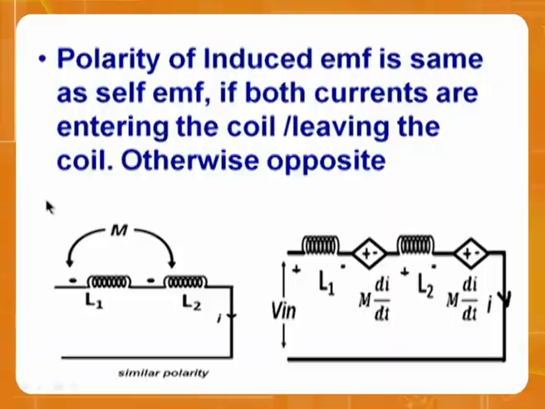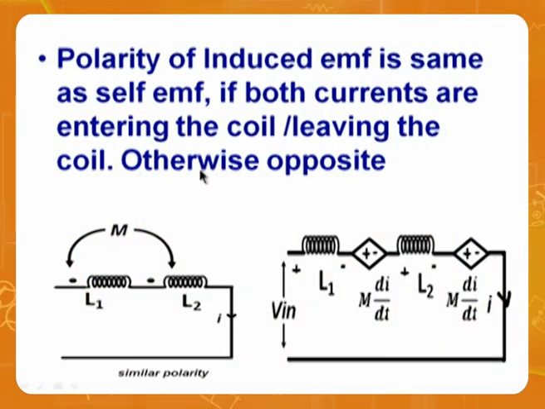Suppose both currents are entering the coil or leaving the coil, that is, both entering the dots or both leaving the dots. In both cases we put the same polarity of EMF. If it is otherwise, if it is opposite, we put opposite polarity. Please follow. I will just demonstrate this statement.